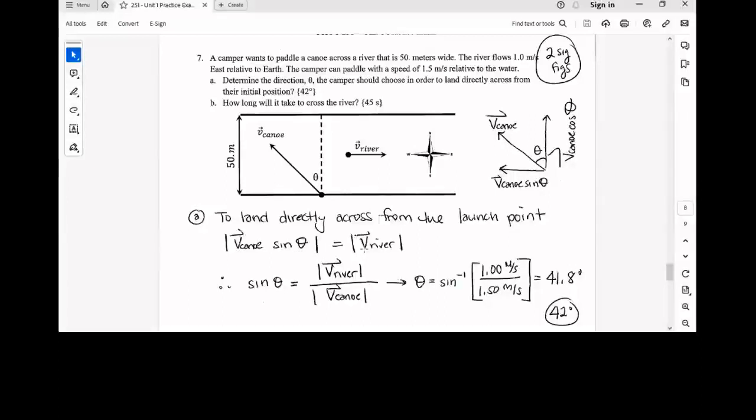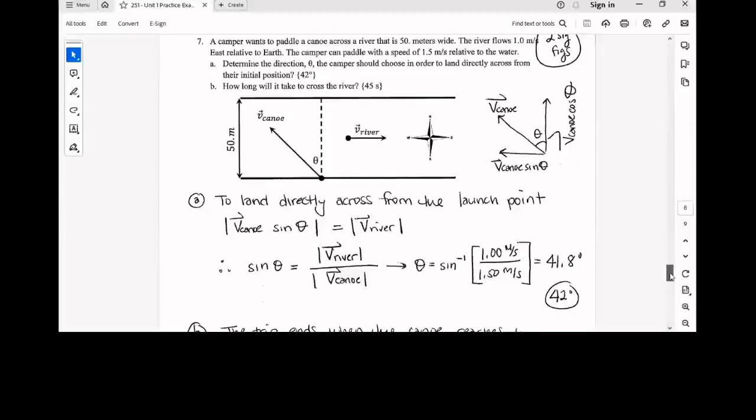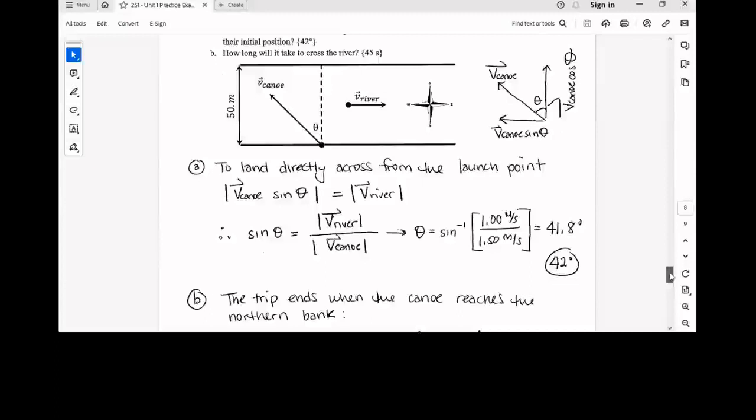So if those magnitudes are the same, then I can plug in the velocity of the river relative to the bank, which is positive 1.0 meter per second. I can divide that by the velocity of the canoe relative to the water, which is 1.5 meters per second, and then compute the inverse sine. Doing that yields 41.8 degrees. So to 2 sig figs, that is 42. You know how to angle the canoe now.